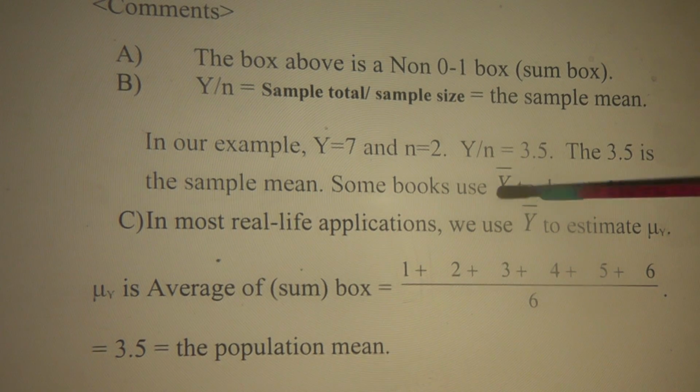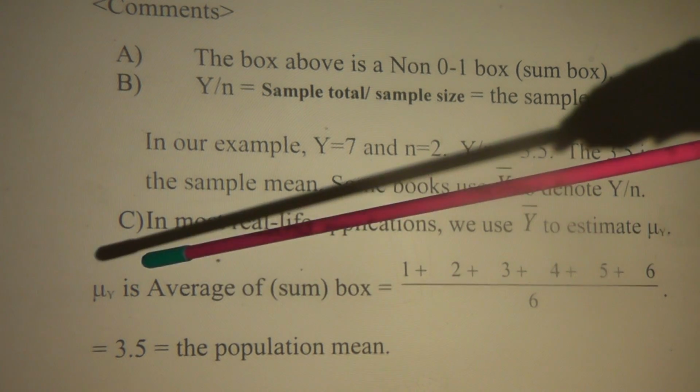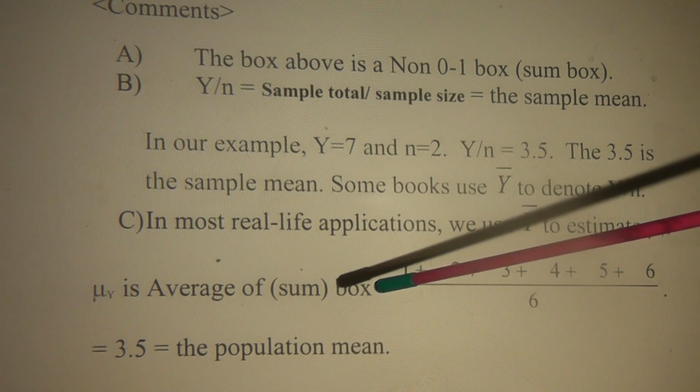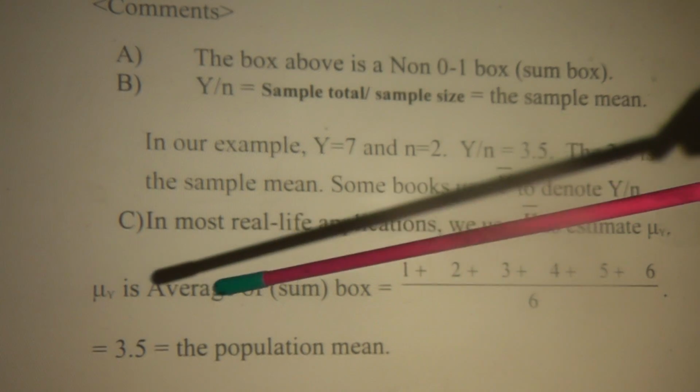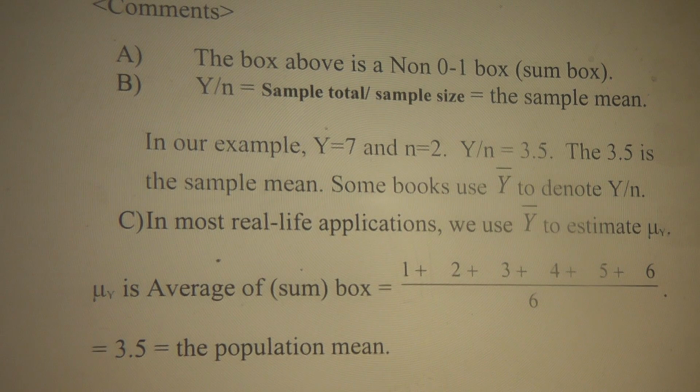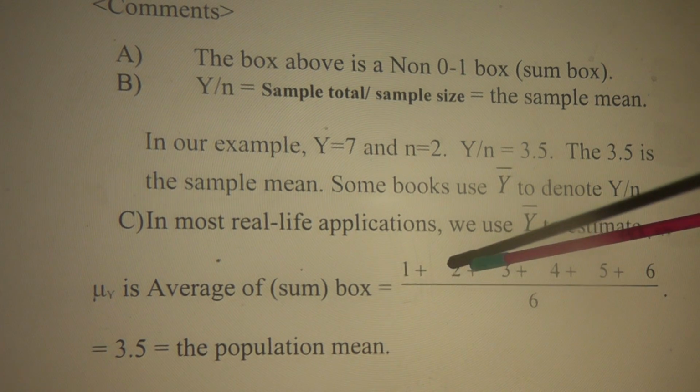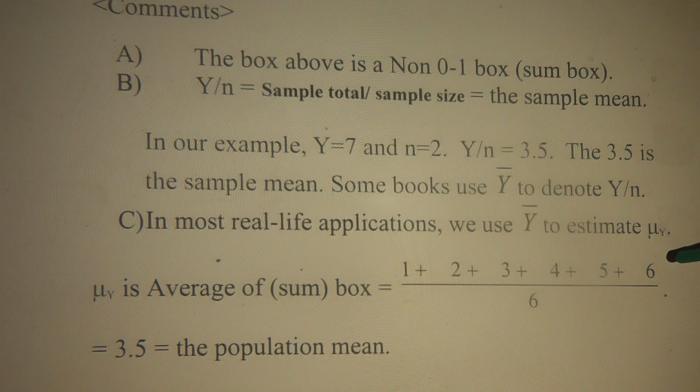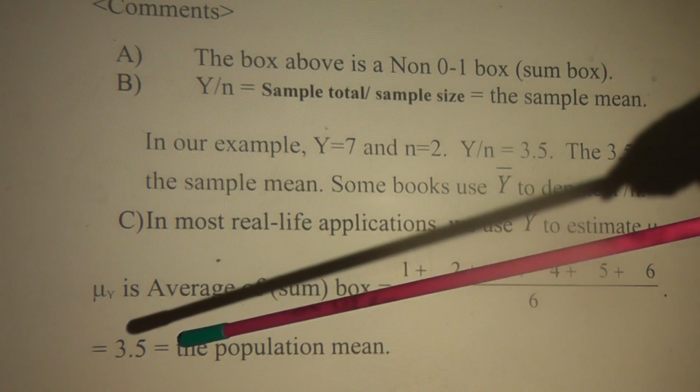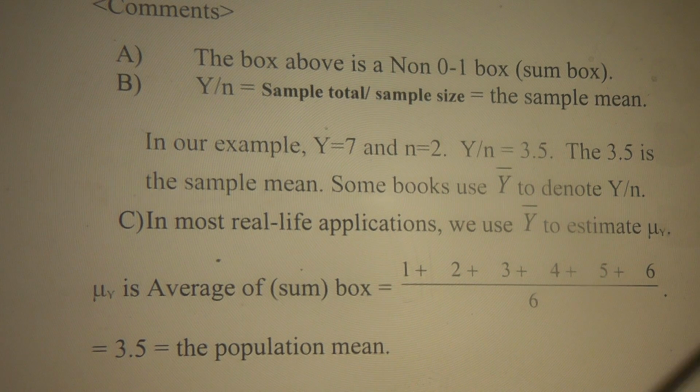Some books use y bar to specify y over n. And in most real-life applications, we use y bar to estimate mu y. Mu y is the population mean, okay? Mu y is the average of the box. This is a sum box. So mu y is the average of the sum box. And in our case, 1 plus 2 plus 3 plus 4 plus 5 plus 6 divided by 6, which is 3.5. And this is what we call the population mean.